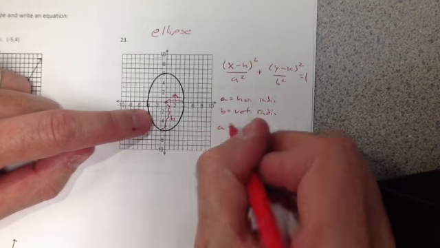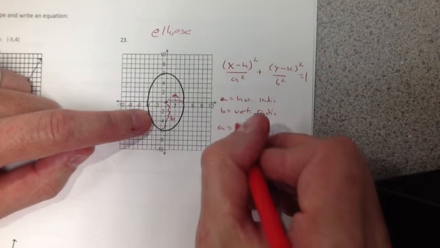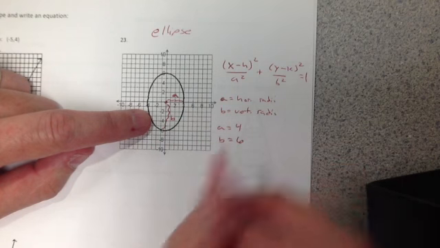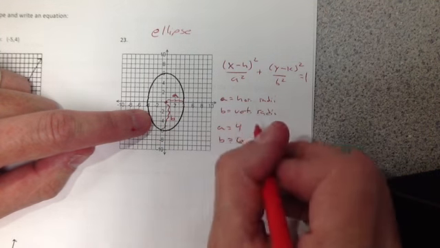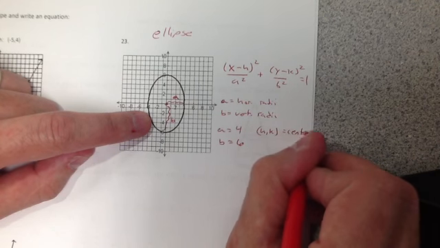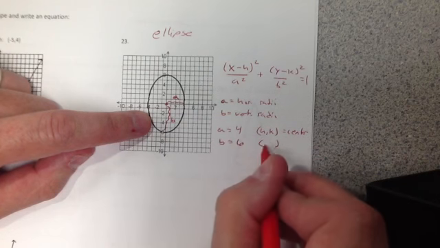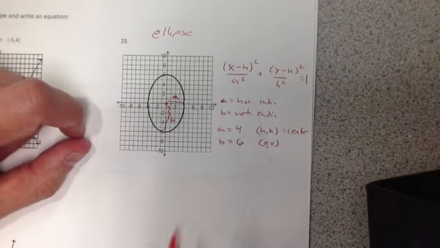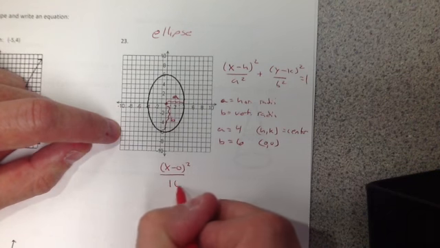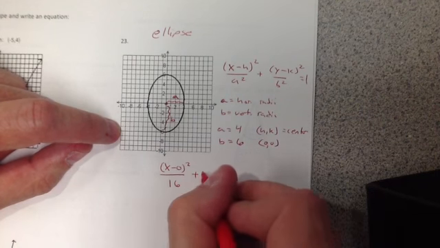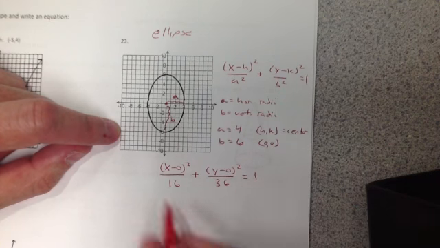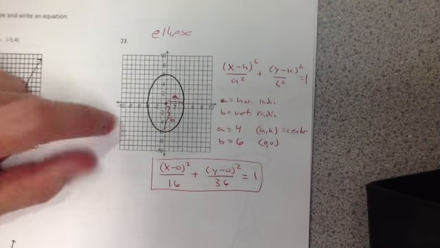So in this case, A is going to equal 1, 2, 3, 4. And B will equal 1, 2, 3, 4, 5, 6. Now, we also need H and K. H and K, remember, that's the center of our ellipse, and that's easy enough to do. It's at the origin, 0, 0. So now I write my equation: (x minus 0) squared over a squared, which becomes 16, plus (y minus 0) squared over b squared, which is 36, and that will equal 1. And there's the equation of our ellipse.